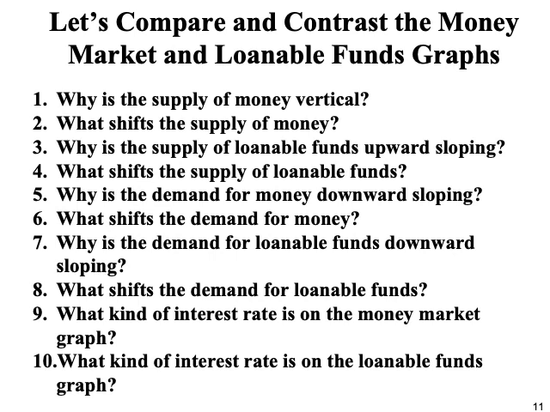Number two, what shifts the supply of money? Monetary policy shifts the supply of money. There are three tools the Federal Reserve has to change the supply of money. They can change the required reserve ratio, they can change the discount rate, or they can do open market operations, which is the buying and selling of bonds.